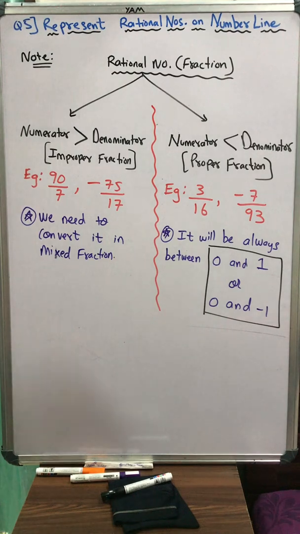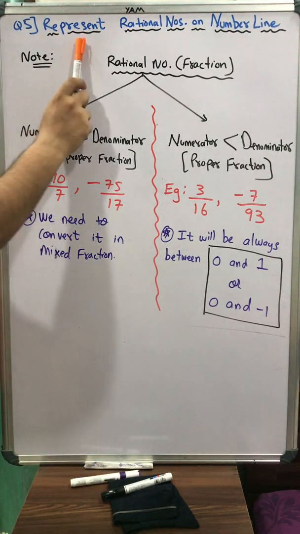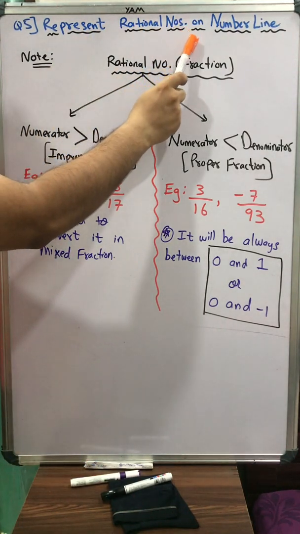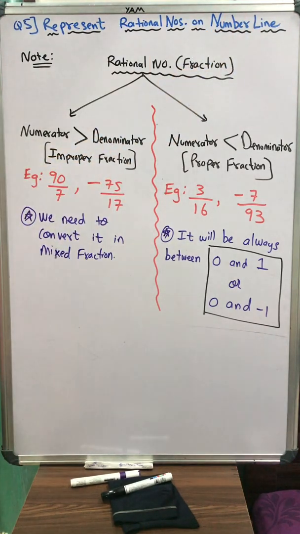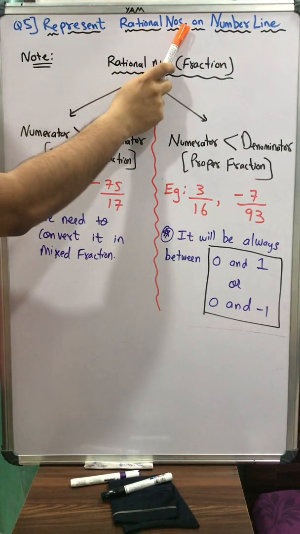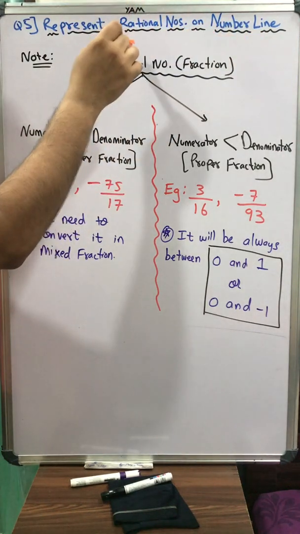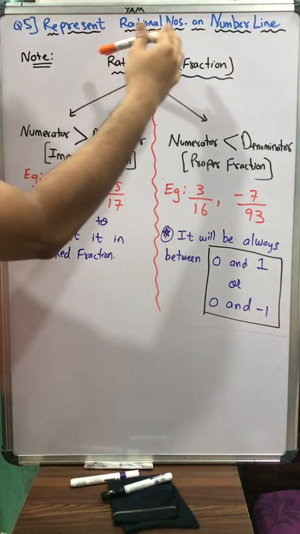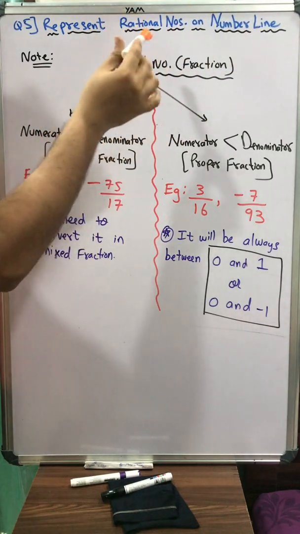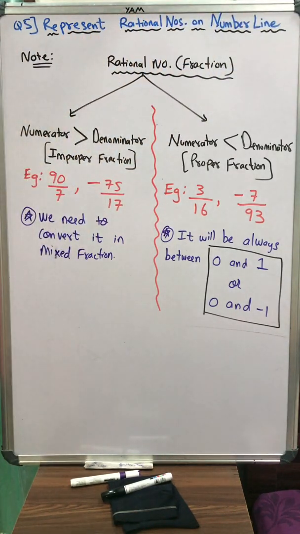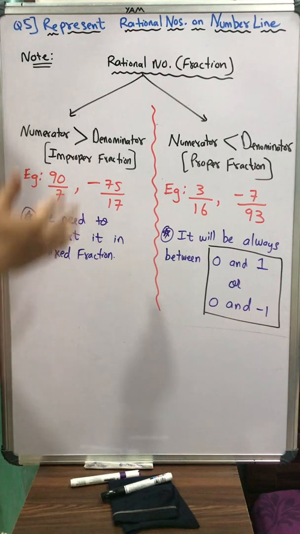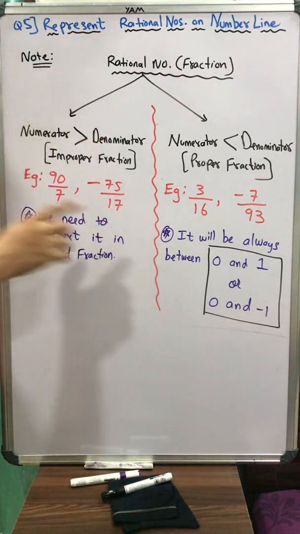In today's lecture, we'll be learning how to represent rational numbers on number line. We all know how to draw a number line. It starts from 0, and on the right hand side we have positive numbers and on the left hand side we have negative numbers. But just to ease out this process, I have written a note on the board.